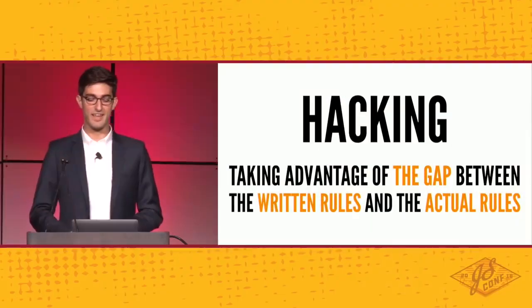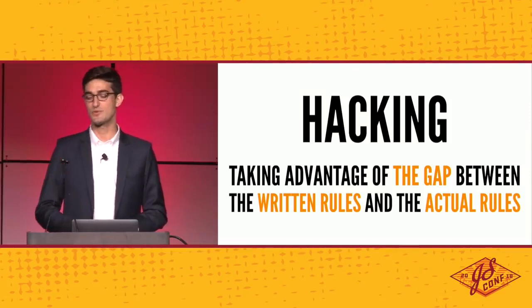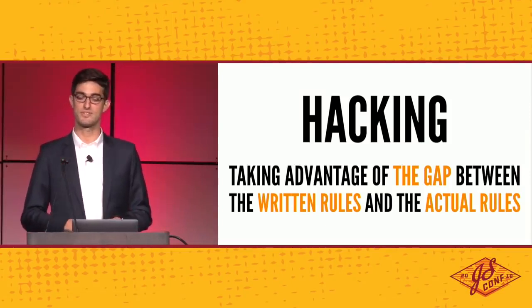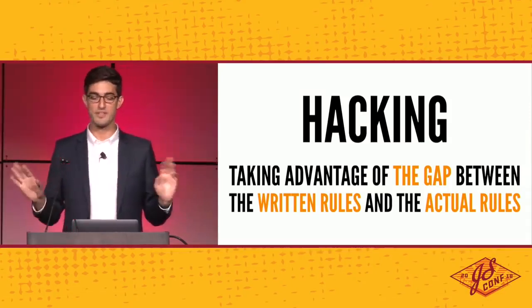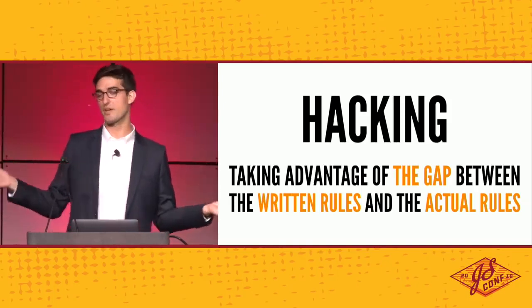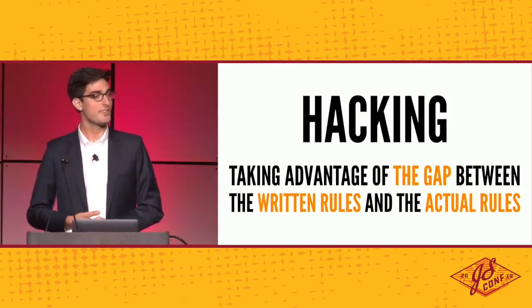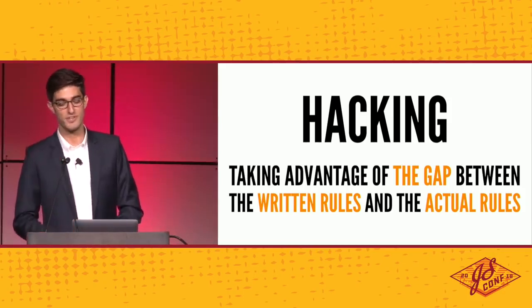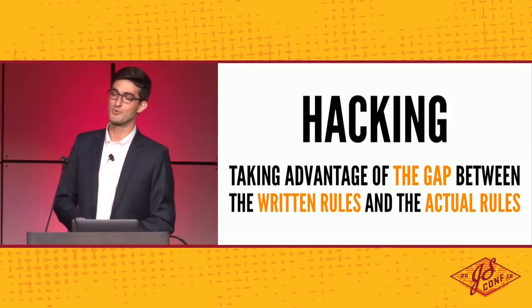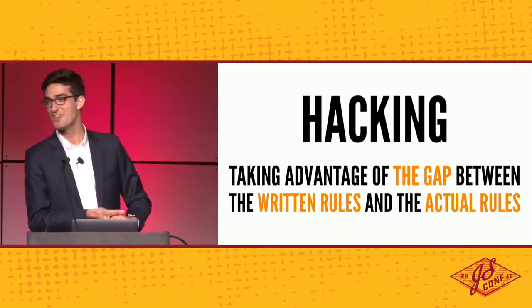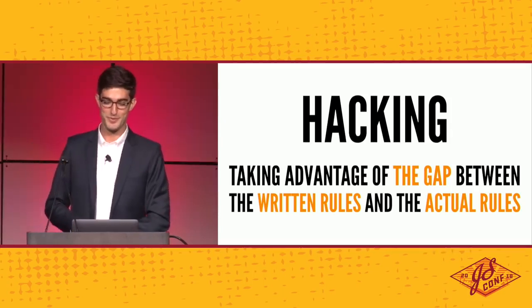The definition of hacking that I like a lot is taking advantage of the gap between the written rules and the actual rules. If there's no gap, then it's not possible to do something surprising because everybody already knows what's possible. It's not possible to hack. Fortunately, the web is full of places where the written rules, also known as the specs, diverge from the actual rules, also known as the implementations. We experience this every day on the web as web developers.